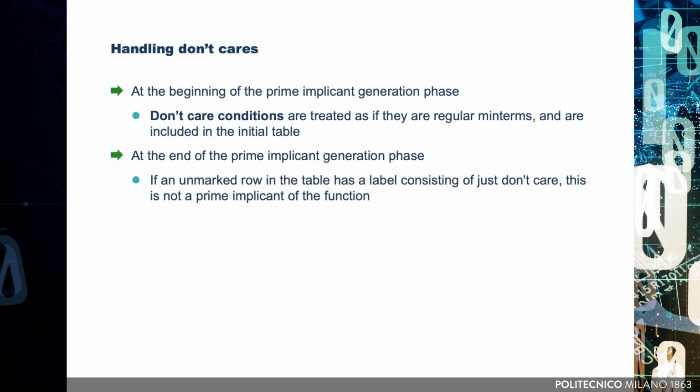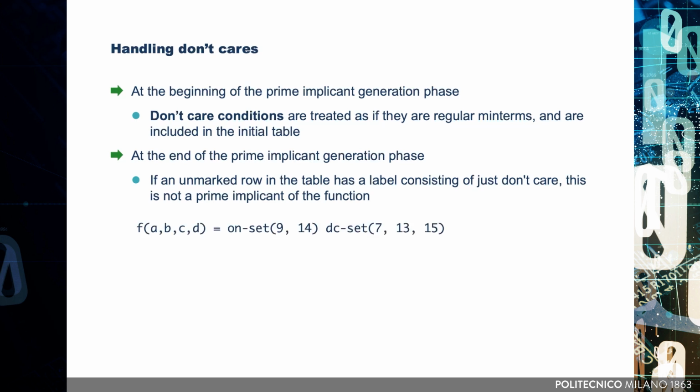As we know, a Boolean function may also include a don't care set. The Quine-McCluskey method handles don't care conditions as follows. At the beginning of the prime implicant generation phase, don't cares are treated as if they were part of the onset. This allows for the generation of larger implicants than would be possible by considering only the minterms with value 1. However, at the end of the generation phase, any unmarked row in the final table, whose label consists entirely of don't care elements, is not considered a prime implicant, and thus it is discarded.